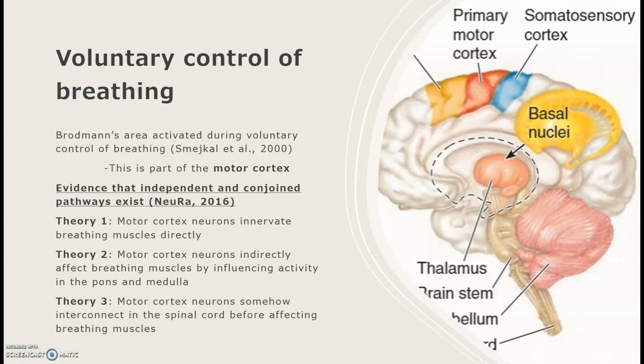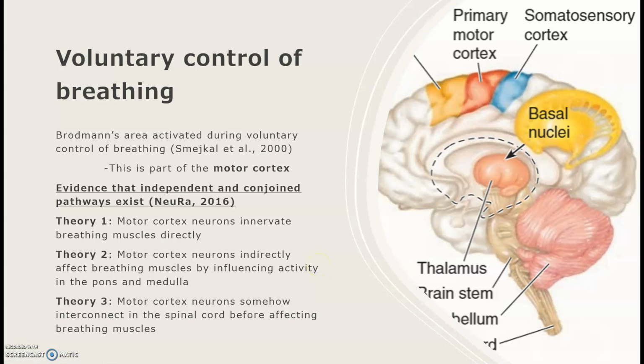You can think about it, breathe in, breathe out. I can do that right now as I'm talking. And there are three theories about how this actually connects from a neuron standpoint. The first one is that these motor cortex neurons from this primary motor cortex directly innervate breathing muscles, so the diaphragm, the intercostal muscles. The second theory is that they indirectly affect it by influencing the activity in both the pons and medulla.